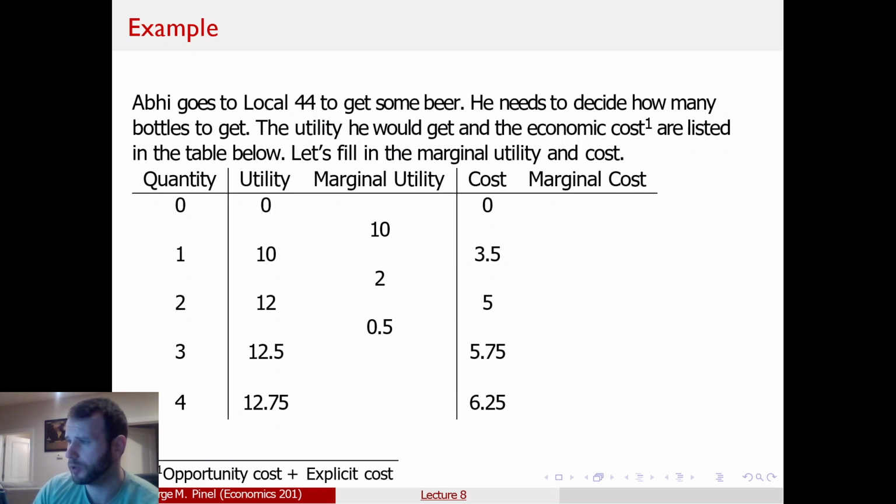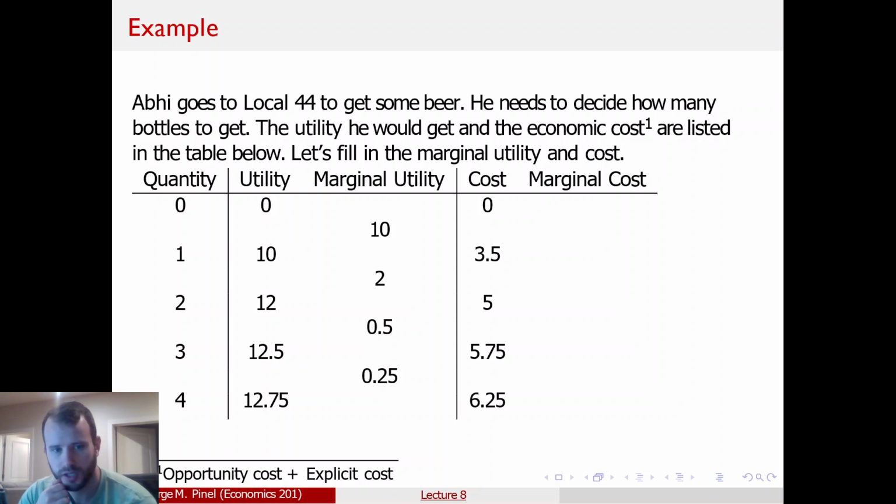What about the third beer? 0.5, 12.5 minus 12. What about the fourth beer? You all should do this in your head. It should be 0.25, because 12.75 minus 12.5. Okay, so consuming the first beer makes him very happy. Consuming the second beer makes him slightly less happy. Consuming the third beer makes him even less happy. But overall, I shouldn't say it makes him less happy, it makes him more happy, but at a lesser level. He's still getting additional utility, but the fourth beer doesn't matter to him as much as the first beer.